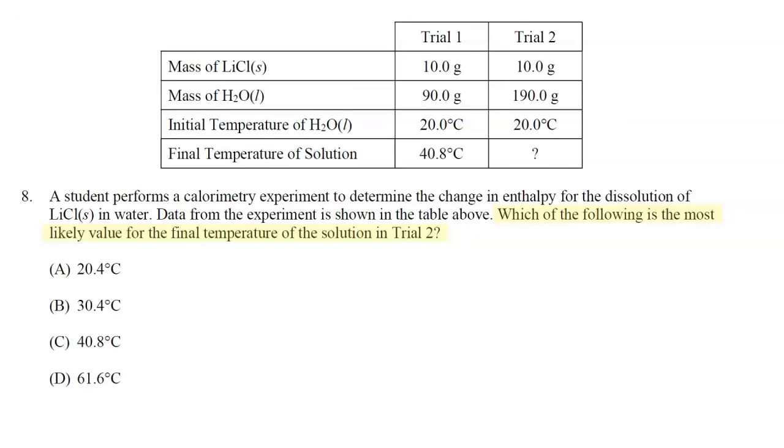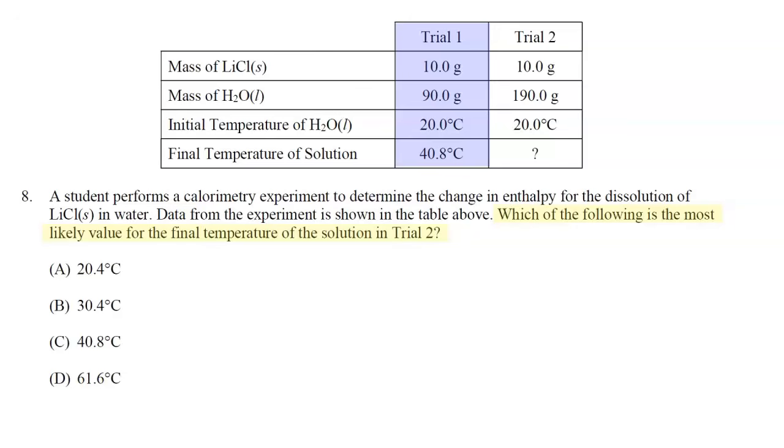So first, let's consider the information that we have for trial 1. In trial 1, the student used 10 grams of solid lithium chloride, and it was dissolved in 90 grams of water. The initial temperature of the water was 20 degrees Celsius before the lithium chloride was added, and the final temperature of the solution is 40.8 degrees Celsius. So we can see that the dissolution of solid lithium chloride in water is an exothermic process. Because the temperature increased, that means that heat was released, and so the dissolution of lithium chloride in water is an exothermic process.